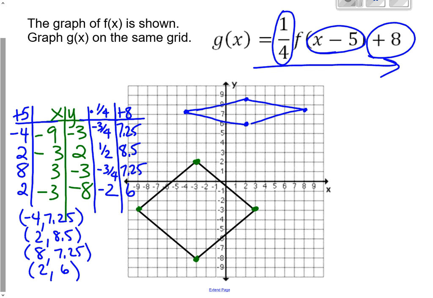So it doesn't always have to be a function that we recognize. Of course, we can take any graph and transform it simply by creating our table of values and then following the transformations as they appear in our function.